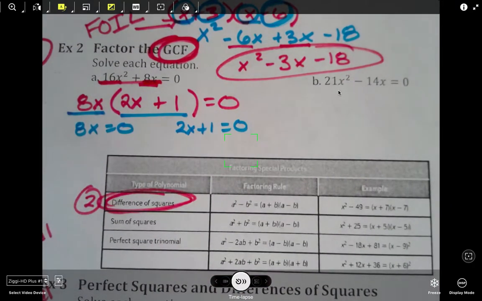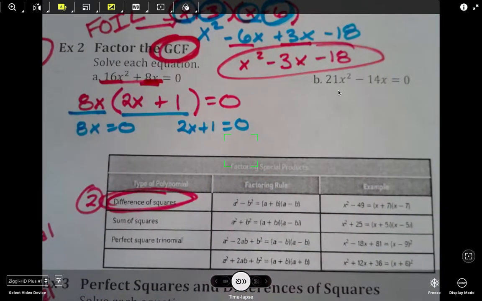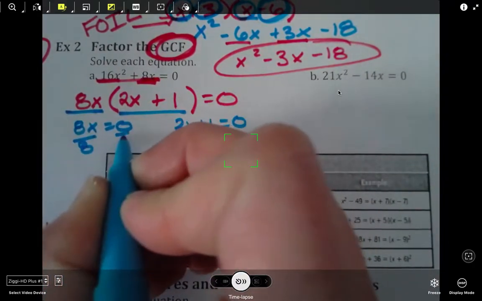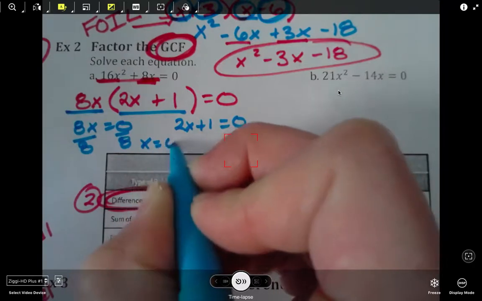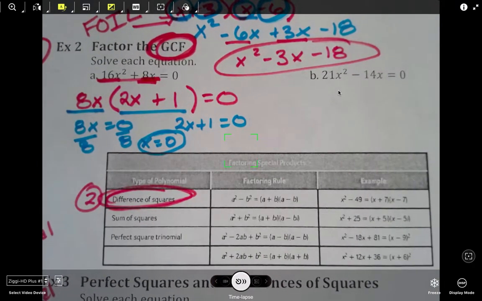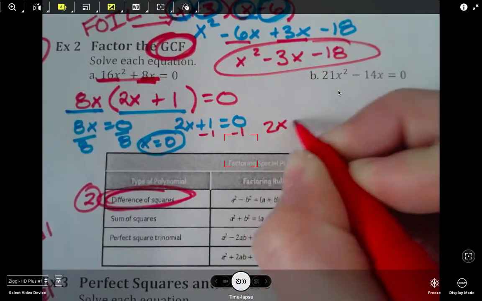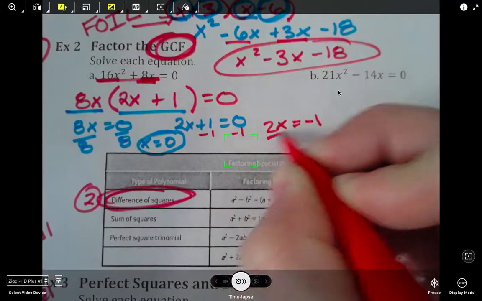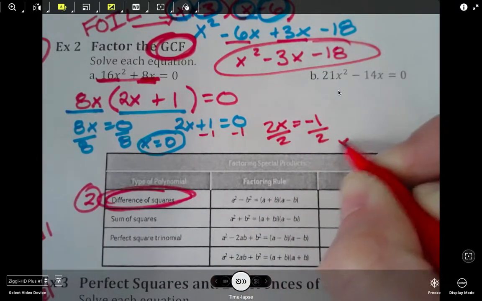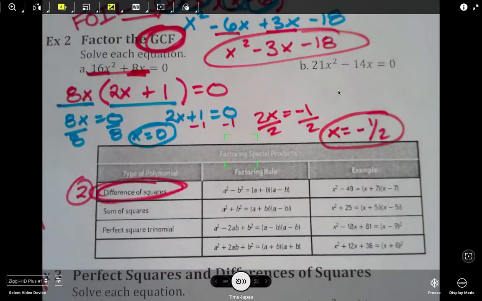Okay? Now, how do you solve for x on this one? Divide by 8. So x is 0. 0 divided by 8 is 0, okay? Then what do you do for the second piece? Minus 1. So 2x equals negative 1, right? And then divide by 2, x is, just leave it as negative 1/2. Don't convert it to a decimal, okay?